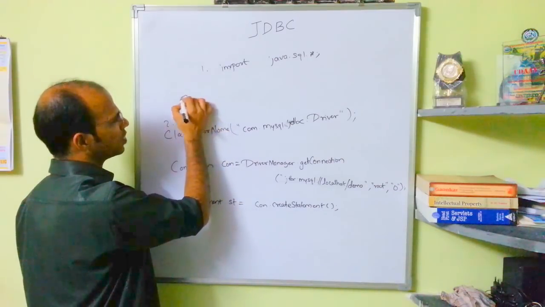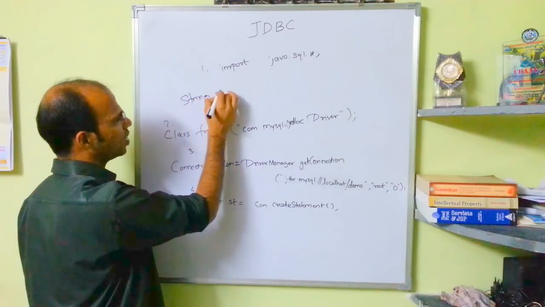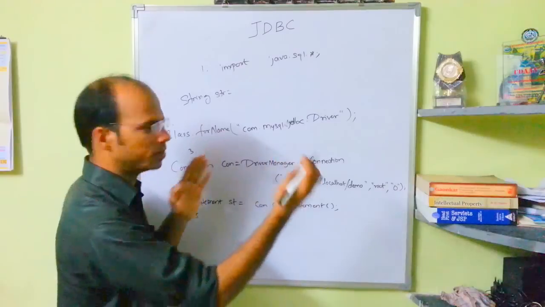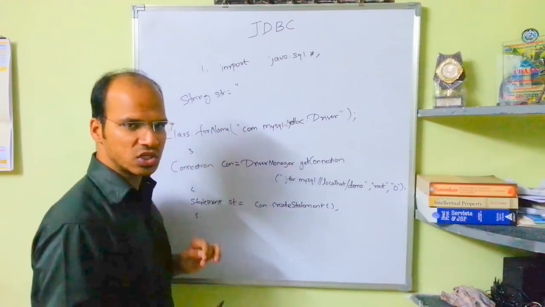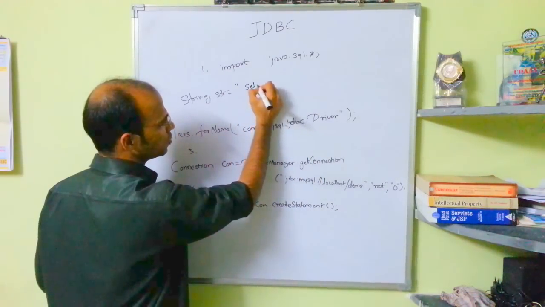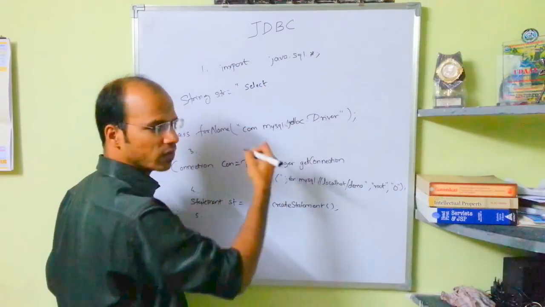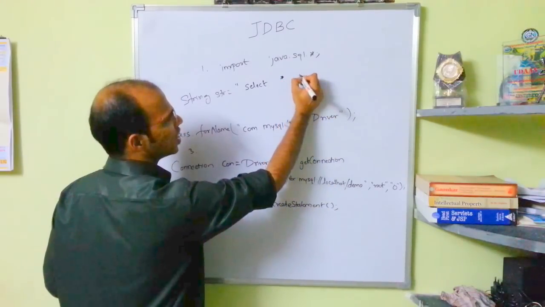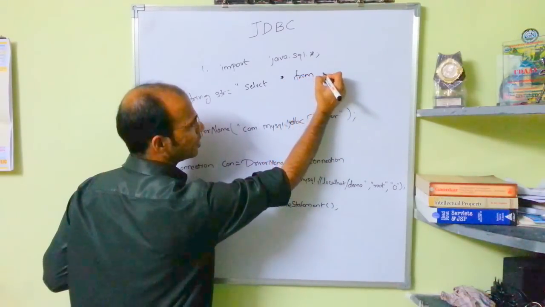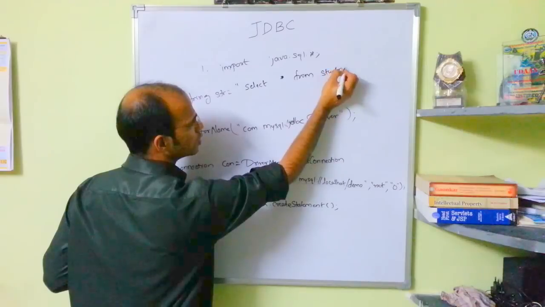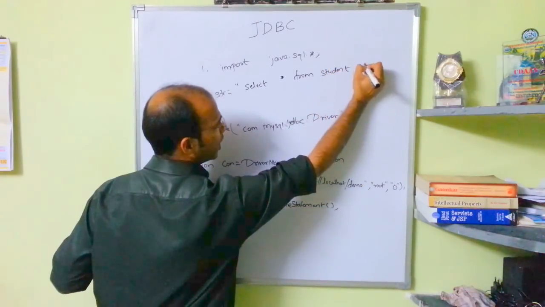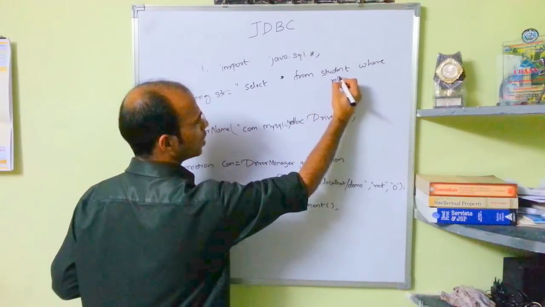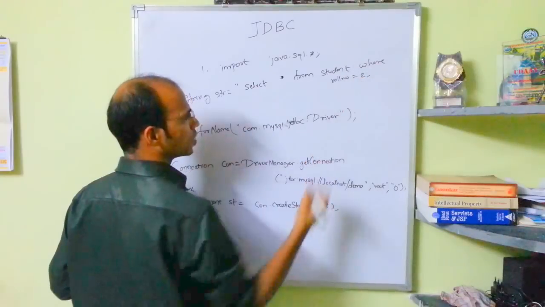Before this, I will create a string variable str, and here I will provide a connection or SQL query. I hope you are familiar with SQL. SQL says if you want to get something, you require a keyword called select. I want to get star. So select star from my table name, student, where roll number is equal to 2.